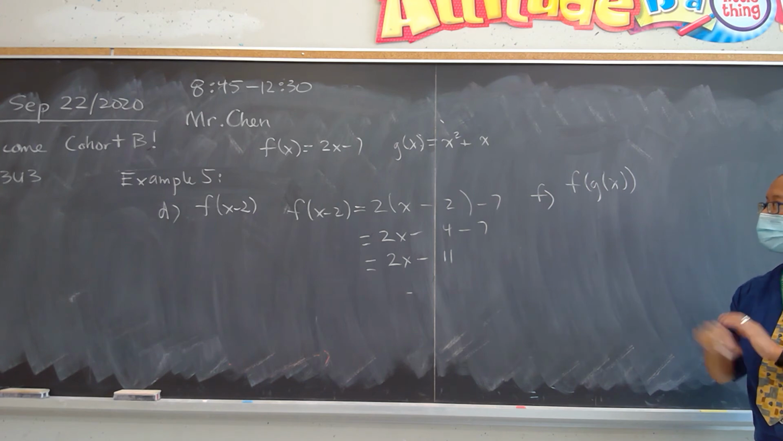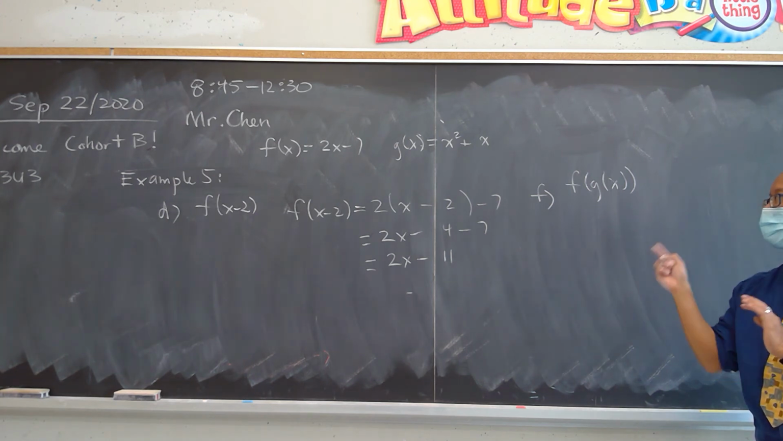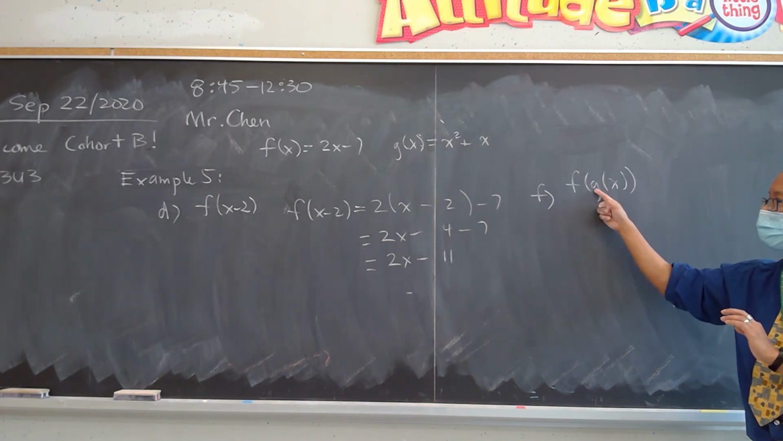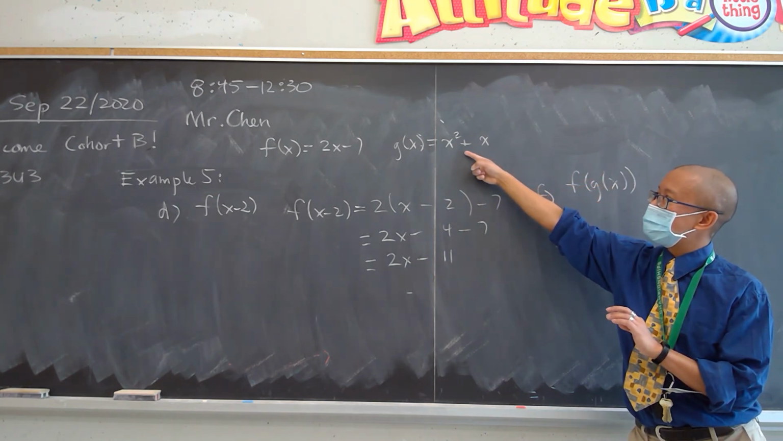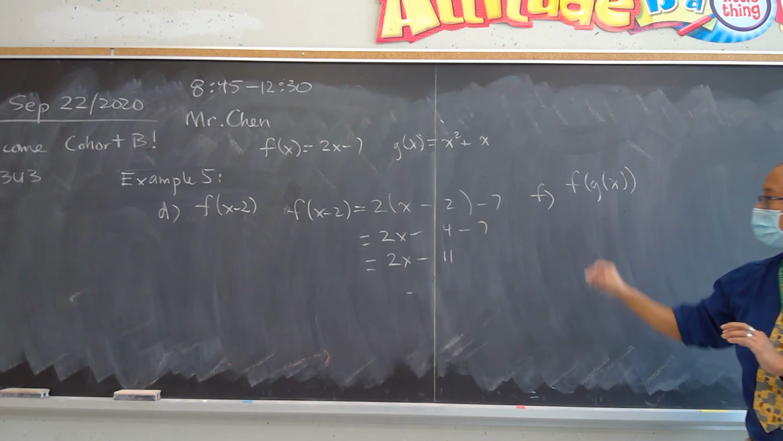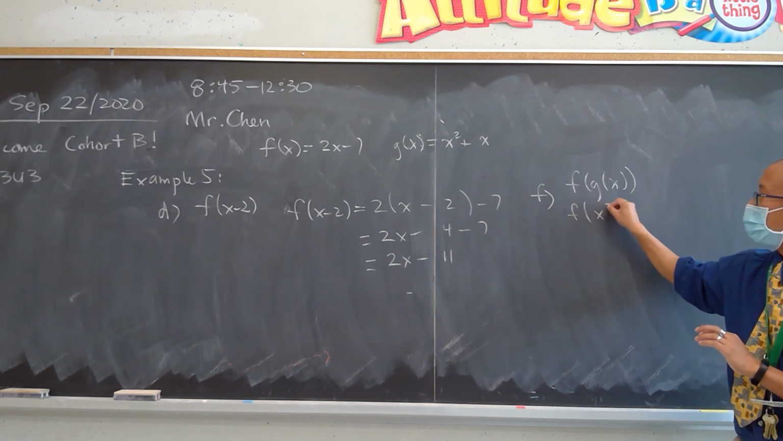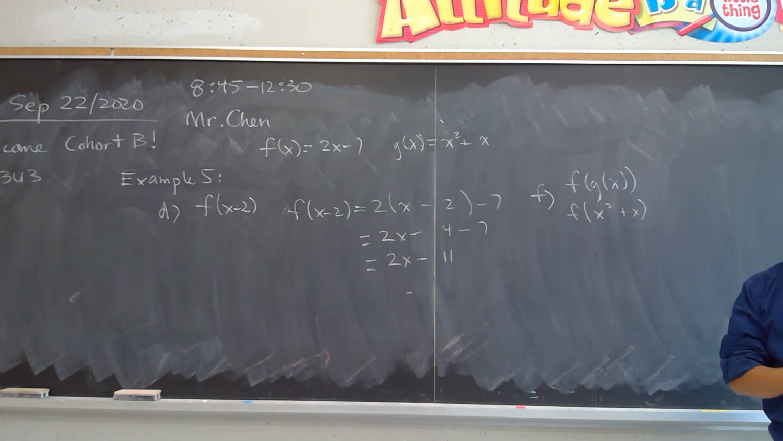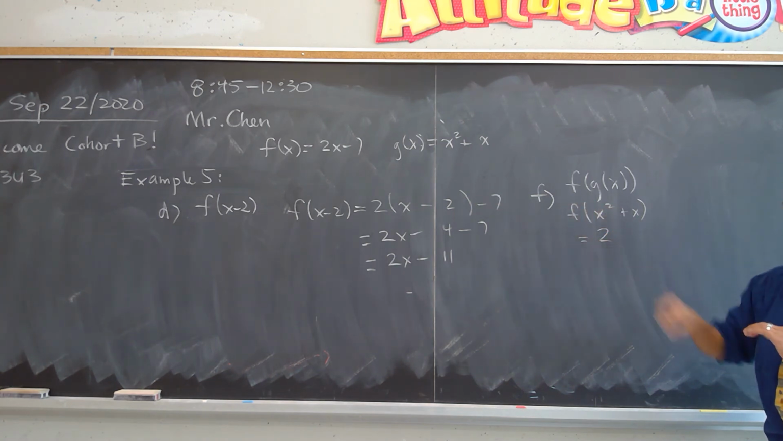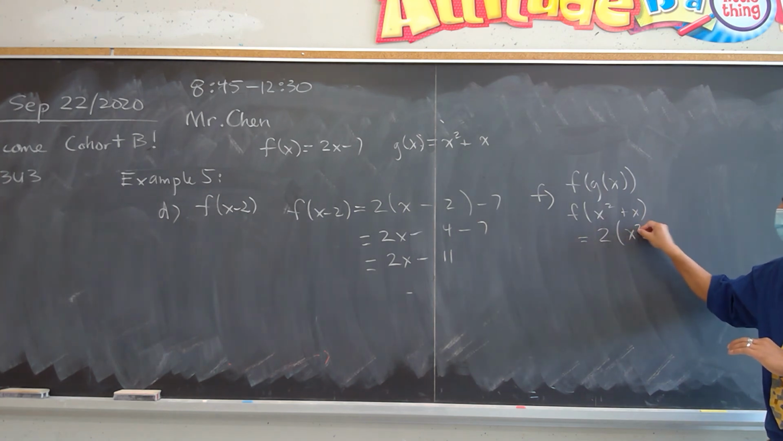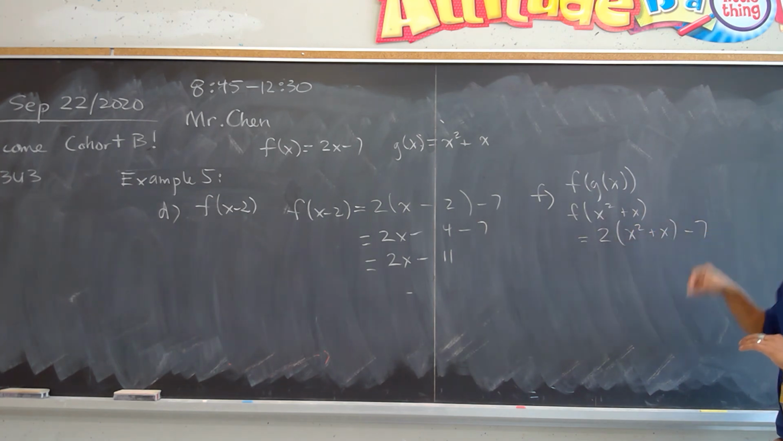And so what it tells us to do for this question F, and I'll do this one, we have to input f versus g at x. Well, what's g at x? G at x is x squared plus x. So do that first, because that's what that translates to. And then, just like how Ted helped us out, 2 times x squared plus x minus 7.